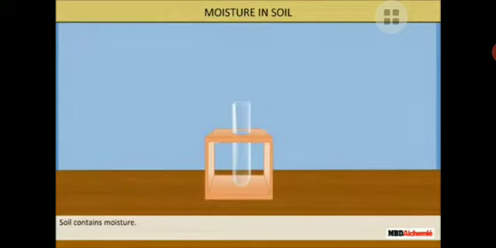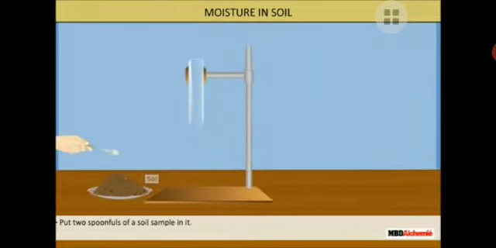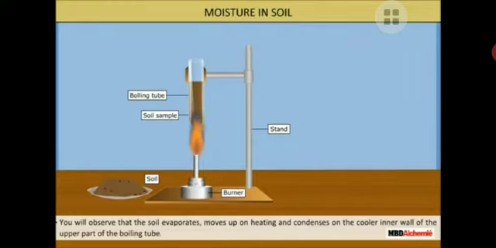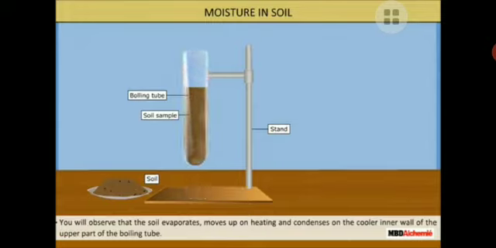Soil contains moisture. Let us do an activity to show this. Take a boiling tube. Put 2 spoonfuls of soil sample in it. Heat it and observe it. You will observe that the moisture evaporates, moves up on heating, and condenses on the cooler inner wall of the upper part of the boiling tube.